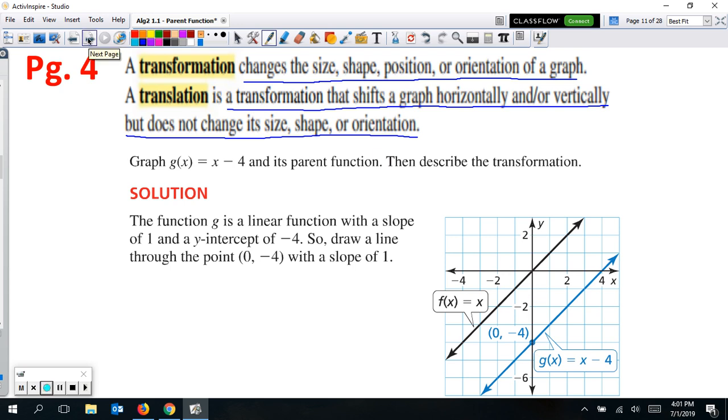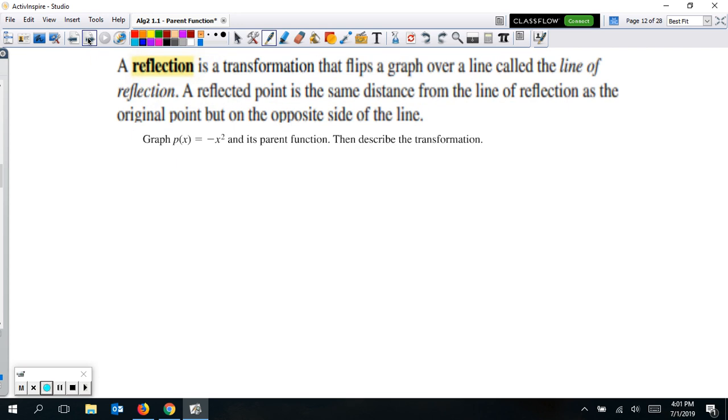Let's look at the next word, which is reflection. So reflection, you want to write this down, is a transformation that flips a graph over a line called the line of reflection. Now that line of reflection could be the x-axis, or it could be the y-axis, or it could just be some other line. It's possible, but the most common ones that are going to be used are the x-axis and the y-axis.